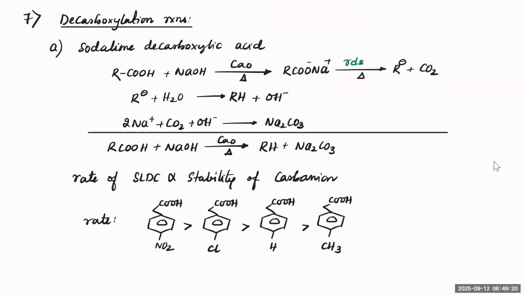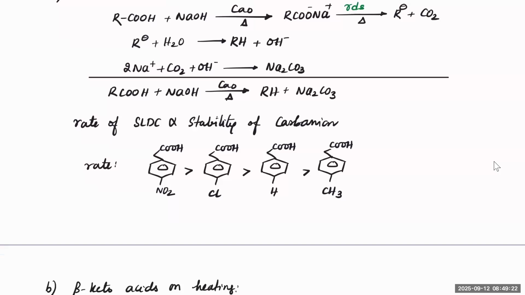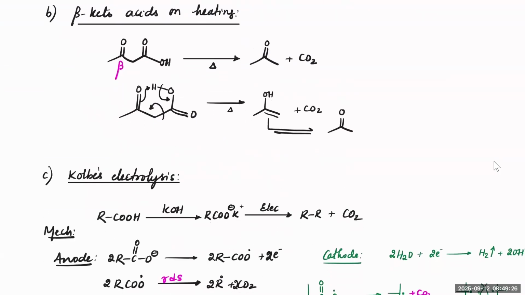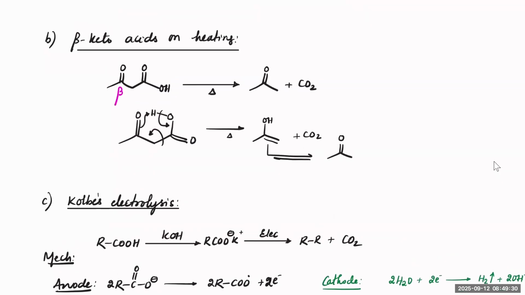This is the SLDC reaction, very common. We learned it in alkanes as well. Next one is beta keto acid. This also we learned in ketones. If at the beta position we have a ketone, on heating, simply just above room temperature, decarboxylation will take place and convert it into ketones.